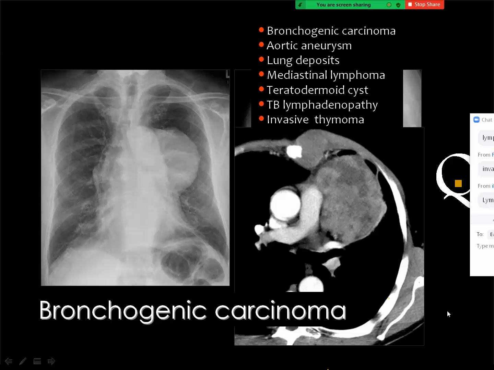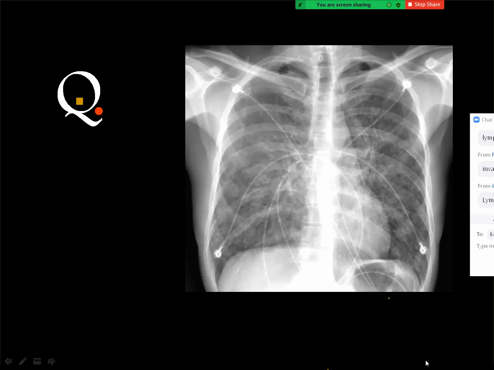I have been confronted by a mass to have a biopsy from it. The mass is exactly centered in the mediastinum, encasing the vessels, and I got the biopsy, and I was convinced that it should be a lymphoma, and it happened to be a bronchogenic carcinoma.